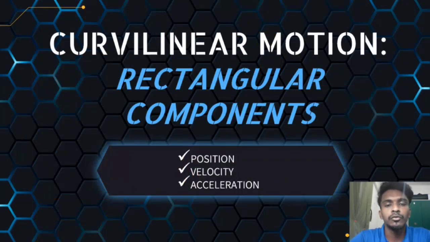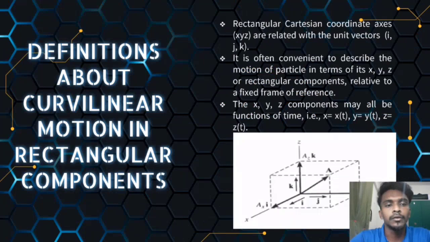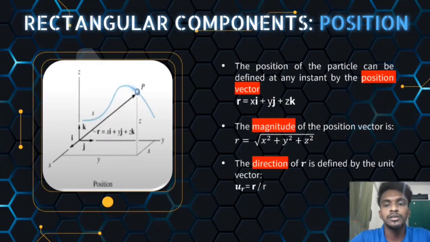We move to the next type of curvilinear motion, which is rectangular component. In rectangular component, we also have position, velocity, and acceleration. So what is curvilinear motion in rectangular component? The rectangular Cartesian coordinate axes x, y, z are related with the unit vectors i, j, k. In position, the position of a particle can be defined at any instant by the position vector, which is vector r equal to xi plus yj plus zk.